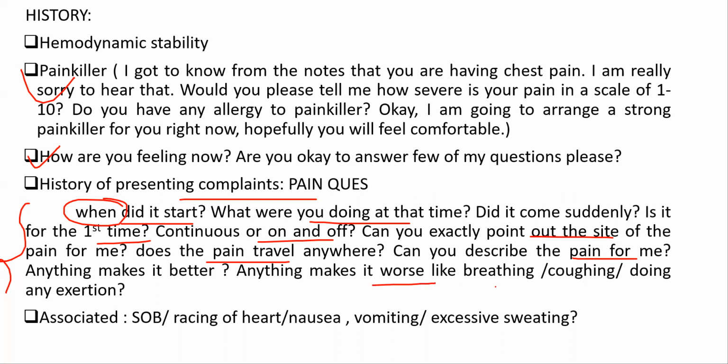Anything makes it better, anything makes it worse, like taking a deep breath, coughing, or doing any exertion. Very important, if chest pain gets worse after exertion, that's related to the heart. If chest pain gets worse after taking a deep breath or coughing, it could be pericarditis pain, which gets worse with breathing or coughing. After you have asked the chest pain questions, then you move on to the associated questions. So along with the chest pain, any shortness of breath, racing of your heart, any nausea, vomiting, or excessive sweating. These are all the MI questions.